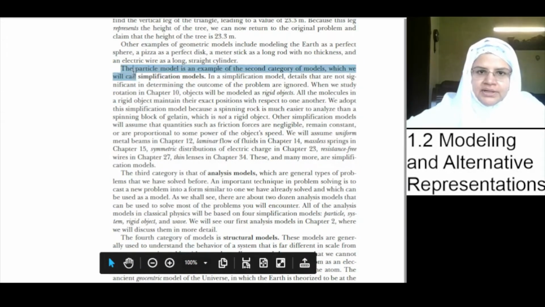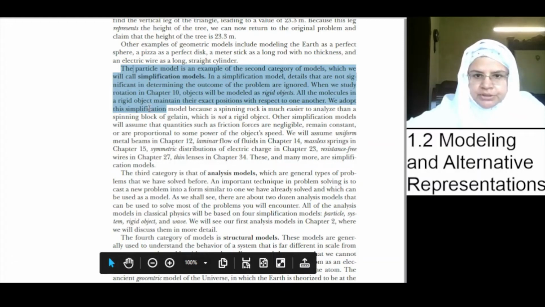The particle model is an example of the second category of models, which we call simplification models. In a simplification model, details that are not significant in determining the outcome of the problem are ignored. When we study rotation in chapter 10, objects will be modeled as rigid objects. All the molecules in a rigid object maintain their exact position with respect to one another. We adopt the simplification model because a spinning rock is much easier to analyze than a spinning block of gelatin, which is not a rigid object.